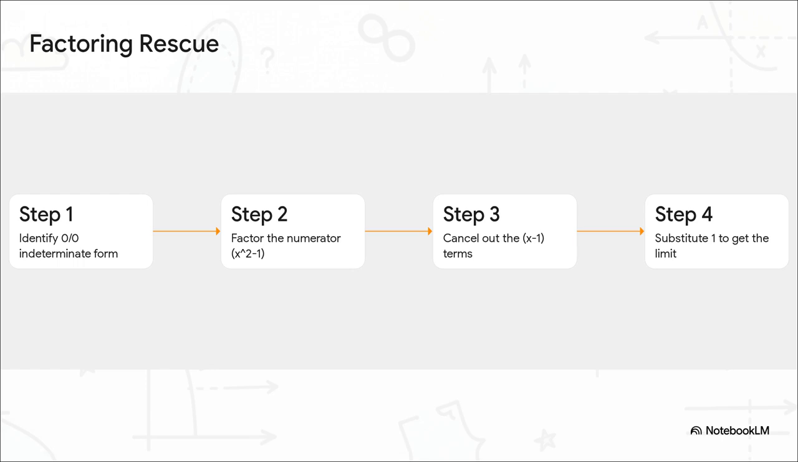Look at step 1. Direct substitution gives us 0 over 0, a total dead end. So moving to step 2, we factor the numerator. It's a difference of squares, so it becomes x minus 1 times x plus 1. Step 3 is where the magic happens. The problematic x minus 1 terms cancel each other out perfectly, leaving us with just x plus 1. For step 4, we bring back our direct substitution shortcut, plug in the 1, and beautifully unmask the hidden limit. It's 2. See how easily we bypass that trap?